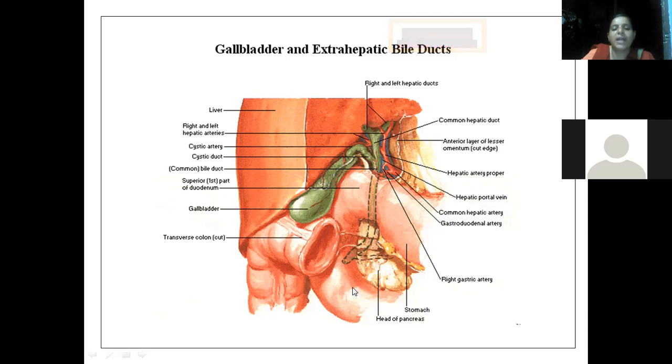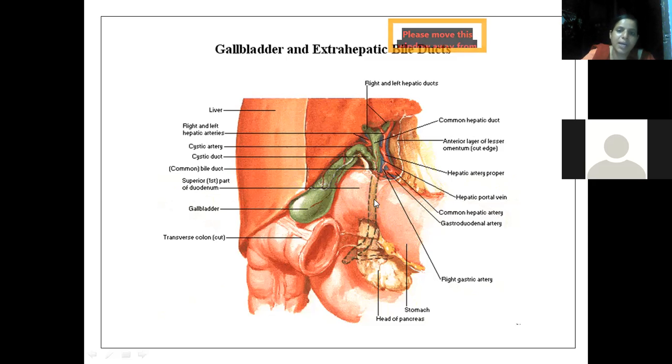Whenever fatty food is entering into the duodenum, this is the duodenum, this is the pyloric part of the stomach and this is the duodenum, you will see this gallbladder will contract, and the bile juice will enter into the cystic duct. From this cystic duct, it is joining the common hepatic duct. Both of them are now forming the common bile duct.